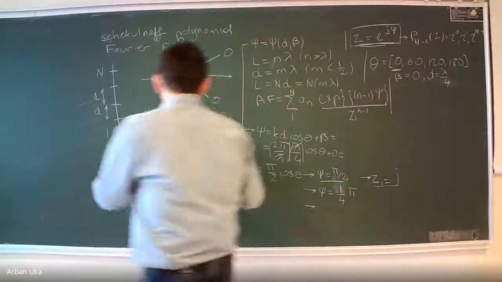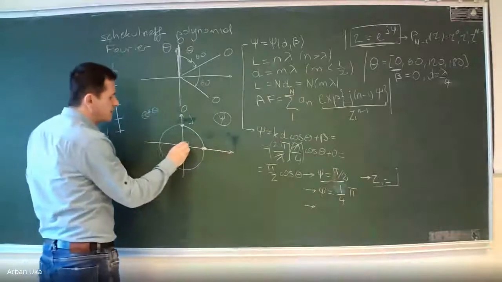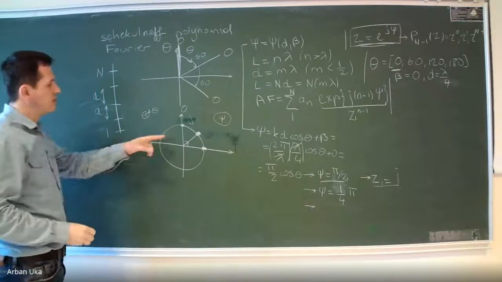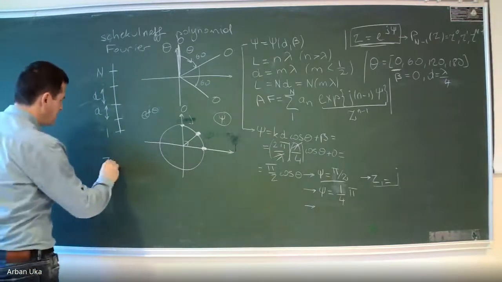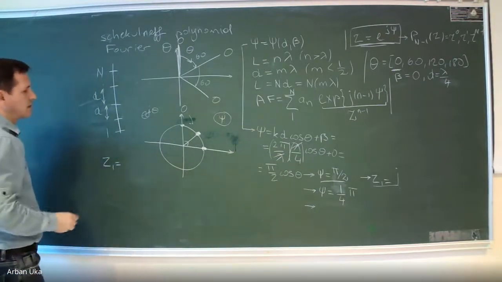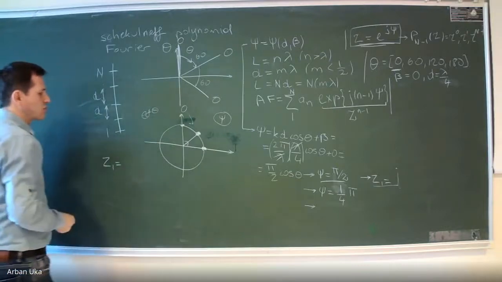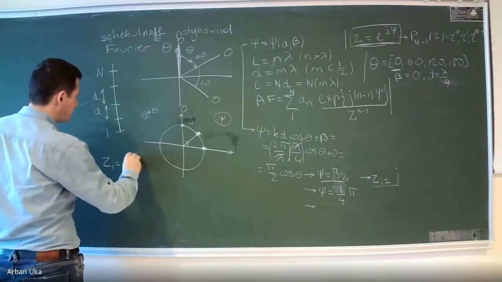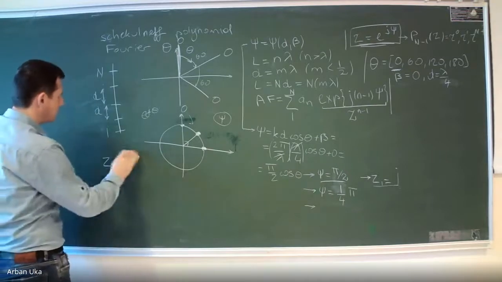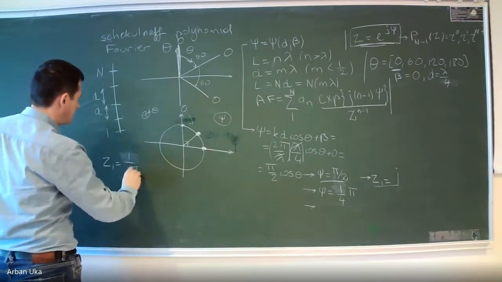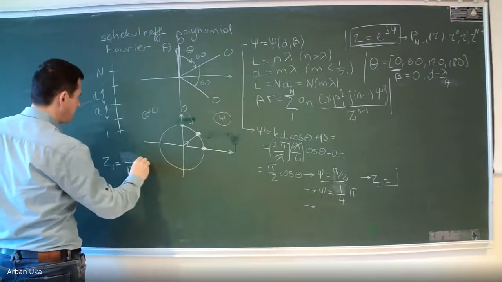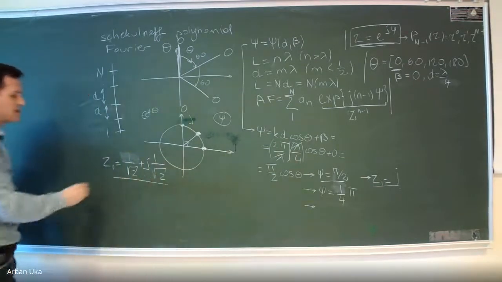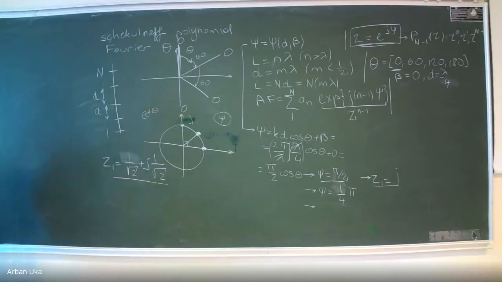Then, when psi is equal to pi over 4, as Bjorn corrected us, we are rotated by an angle of 45 degrees. This is pi over 4. So this is Z1. Now, what is Z1 here? The magnitude is 1, so what is cosine of 45? It's 1 over square root of 2, plus j times 1 over square root of 2. So this is the second value.